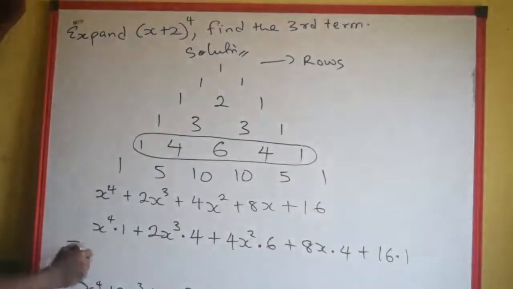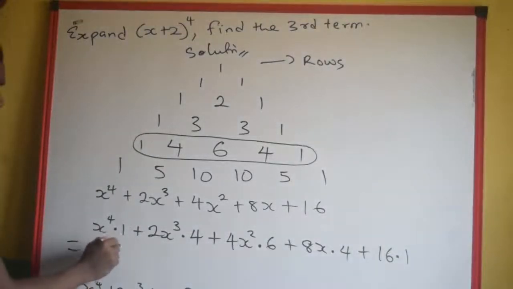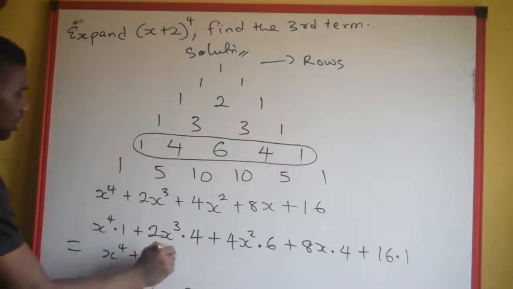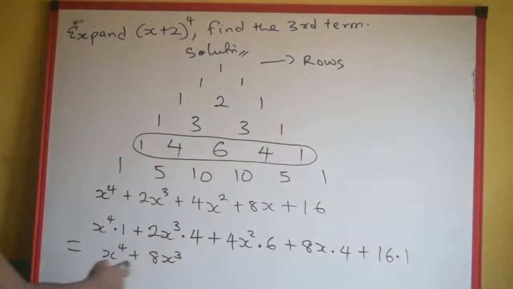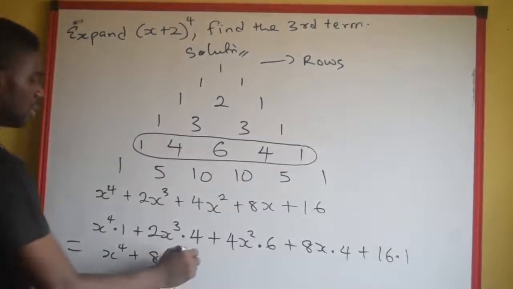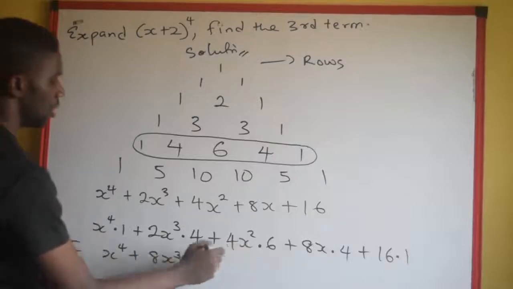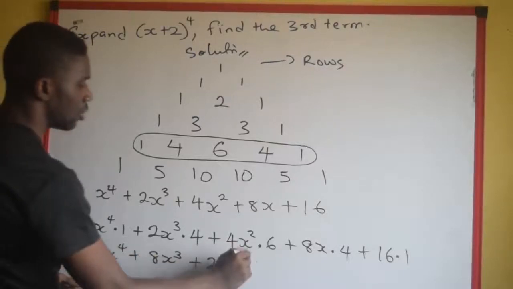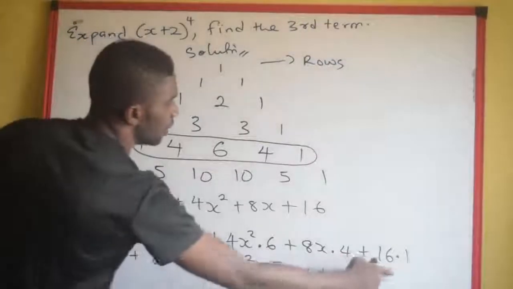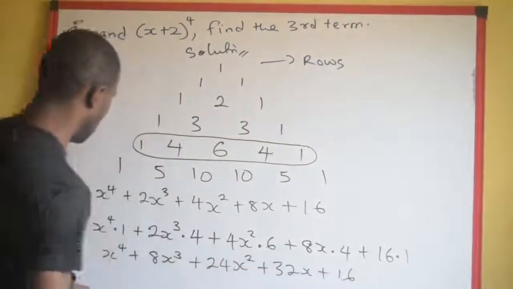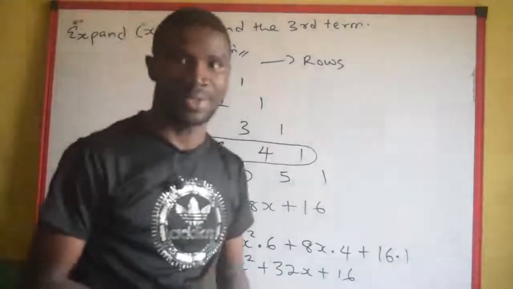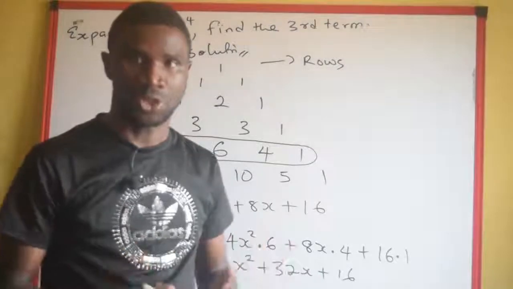So when we multiply, we are going to get this times this is x raised to the power 4, plus this times this will give us 8x raised to the power 3, plus this times this will give you 24x squared, plus this times this 32x, plus this times this, which is 16. So this is the total thing we have. This is the answer to the normal expansion.